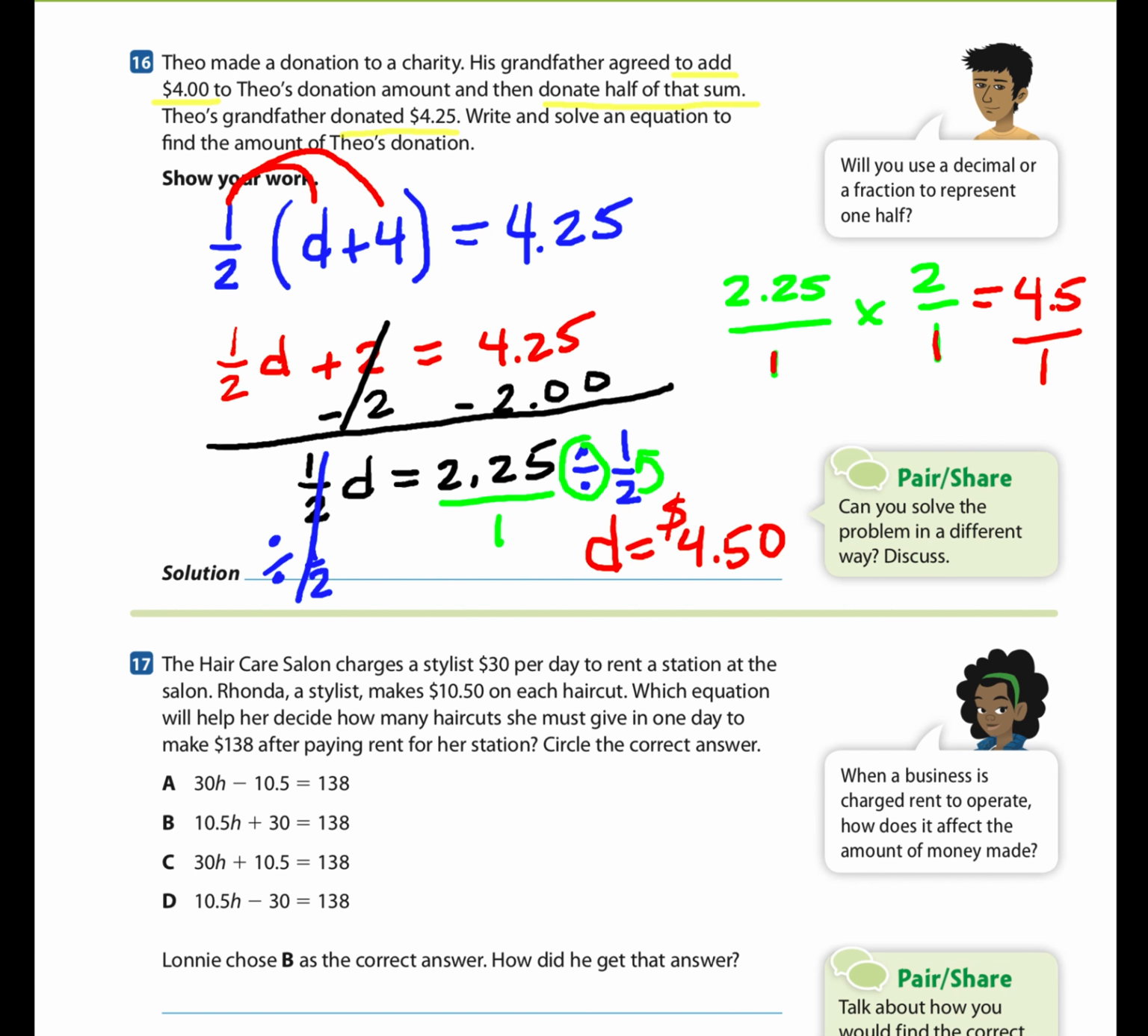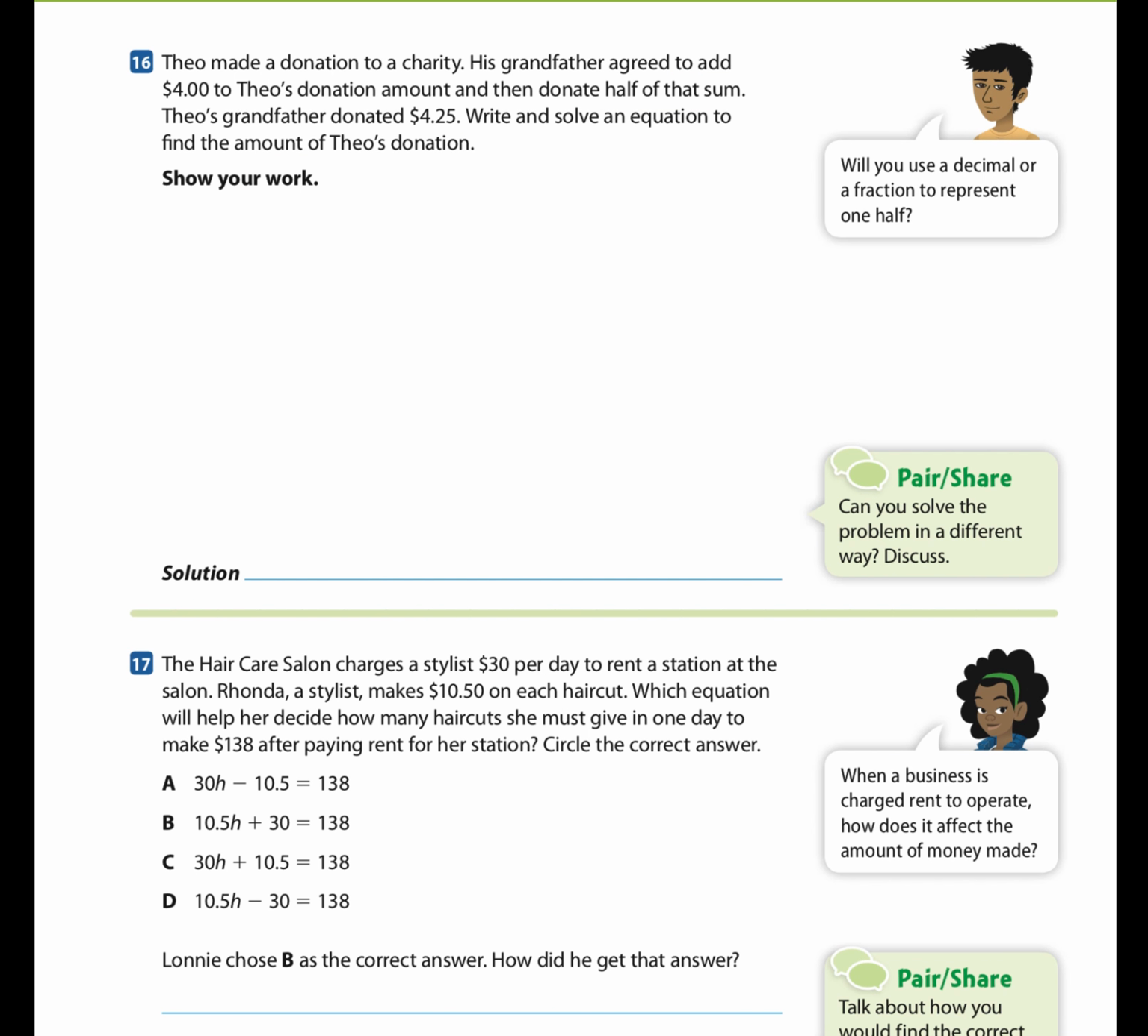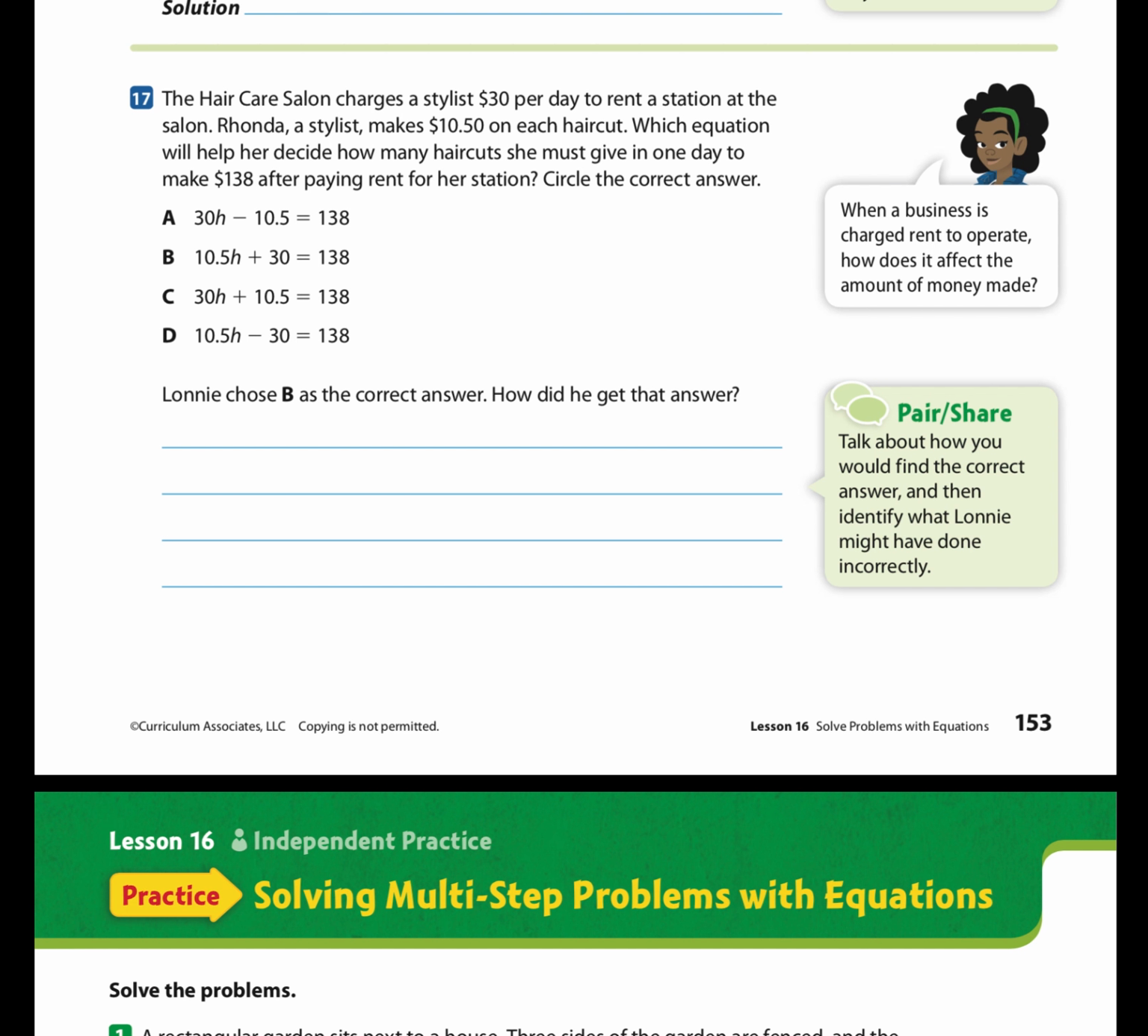I'm going to go ahead and erase. Scroll this up a little bit. All right, 17. The hair care salon charges a stylist $30 per day to rent a station at the salon. Rhonda, a stylist, makes $10.50 for each haircut. Which equation will help you decide how many haircuts she must give in one day to make $138 after paying her rent for her station?